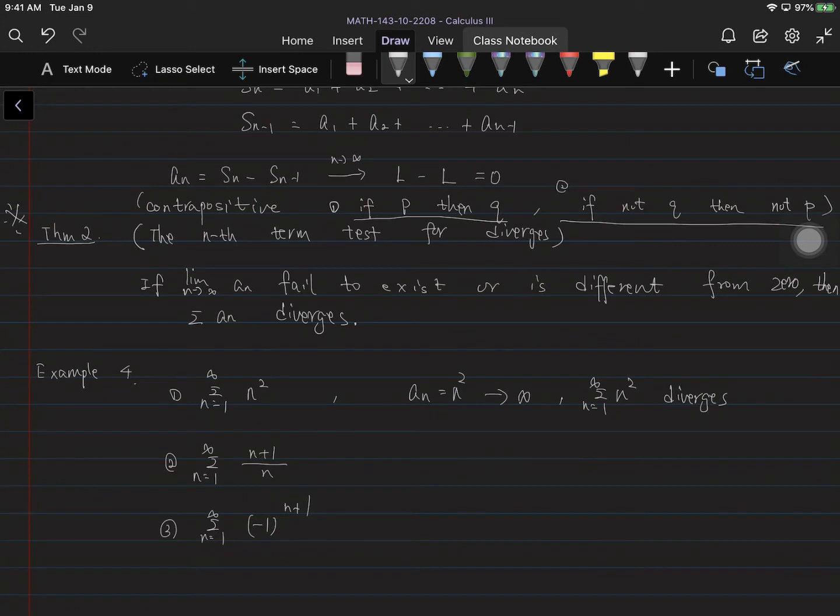How about the second one? an equals n plus 1 over n. If we simplify, or you don't have to simplify, we know the limit. You can tell the limit from here, right? an goes to what? an goes to 1. It's not 0, different from 0. So by using the divergence test, we say this series also diverges.